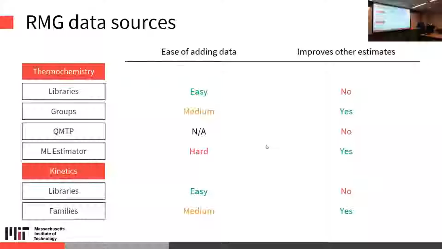And then the recently added machine learning estimator is very difficult to add data to, but we don't have any sort of framework for adding data as of right now, but it does have the potential to improve a large set of estimates. And then for kinetics, we only have libraries and families, libraries being for specific reactions, so it's very easy to add data to libraries, but it doesn't improve other estimates. And then families, if you add training reactions or add families, it can be more challenging, but again, you improve other estimates.